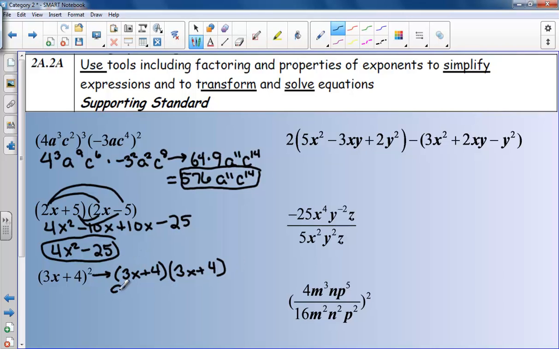So we're going to get 9x squared plus 12x plus 12x plus 16. Put our like terms together. So we're going to have 9x squared plus 24x plus 16. And that's our final answer there.